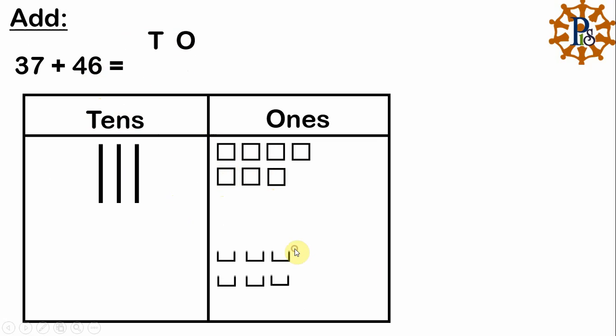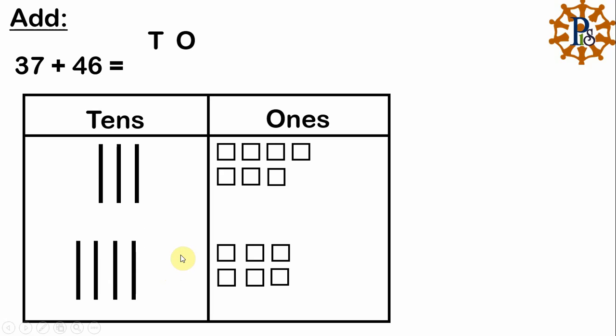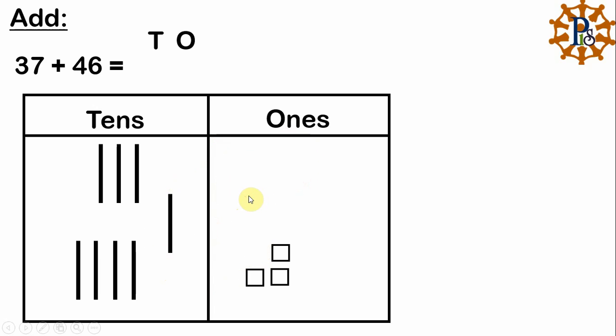For 46, I will represent 6 squares here, as you see, 1, 2, 3, 4, 5, 6, and 4 lines in tens. Now, we want to circle 10 squares, 1, 2, 3, 4, 5, 6, 7, 8, 9, 10. What do 10 squares represent? 10 squares represent one line in tens. Now, we will remove these squares and count. We have 3 squares in ones. We will draw 3 squares in ones, and if we count the lines in tens, we find 1, 2, 3, 4, 5, 6, 7, 8. We have 8 lines. We will write 8 in tens. So the final result is 83.